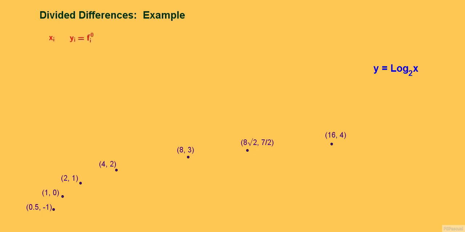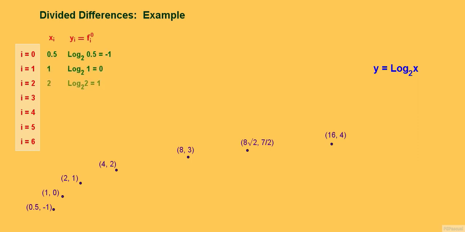First, we index and tabulate the points and their coordinates. We have a total of 7 points, so the index I goes from 0 to 6. Here are the coordinates of the points. With the points all tabulated, we enter the divided differences values.